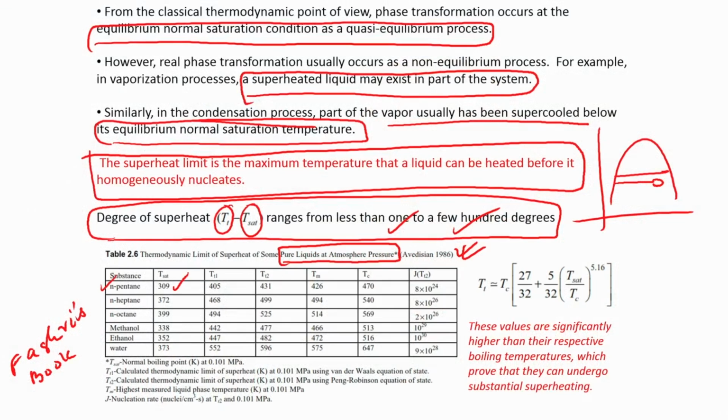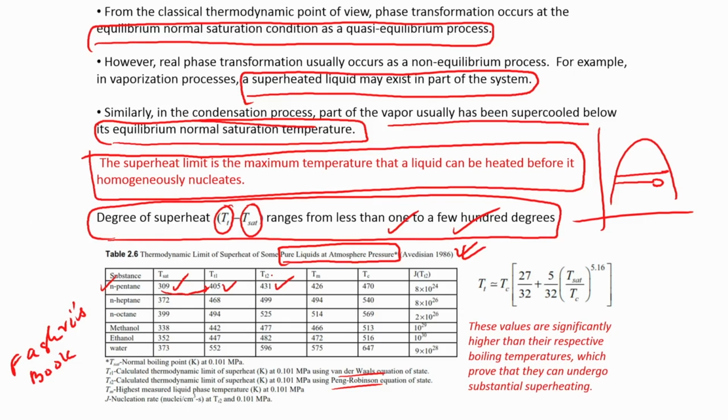Now, the degree of superheat, and these superheats are calculated using van der Waals and different other equations of state. We are going to go into those details later, but assuming that whatever it is, there is a superheat level. So, one is 405, one is 431. That means there is almost 100 to close to 120 degrees Celsius that you can heat a liquid before it starts to boil.